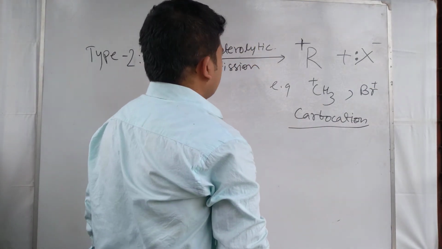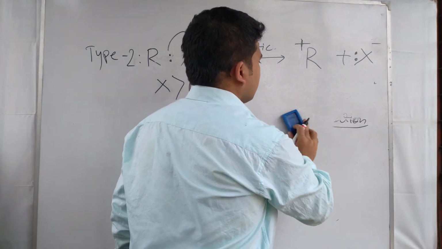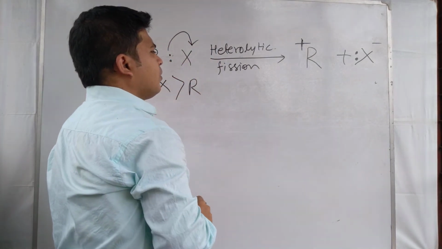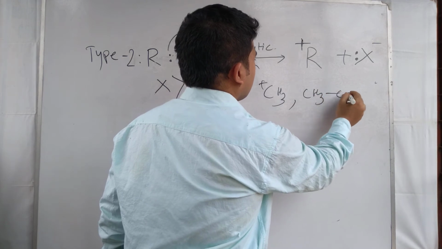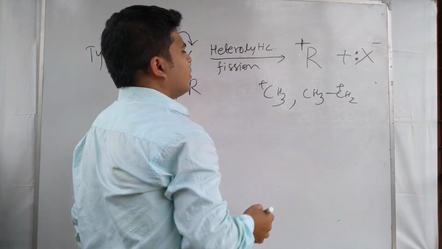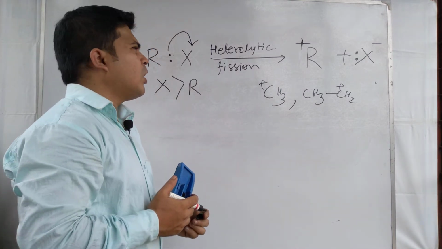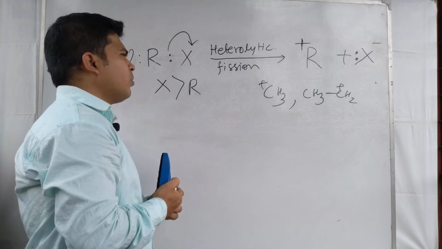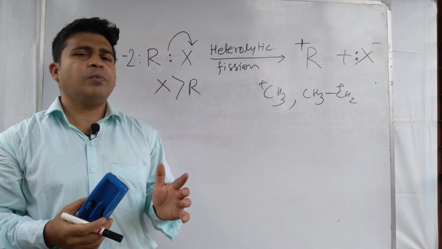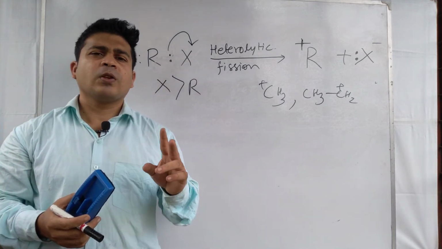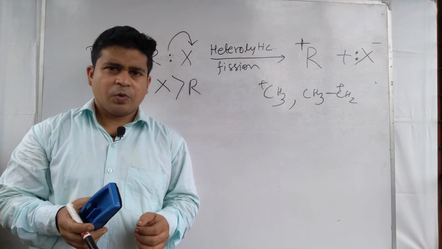Okay, so this is the process of formation of CH3 plus, CH3 CH2 plus, etc. This type of carbocation is formed by this heterolytic fission of covalent bond. So covalent bond fissions generally take place by two processes. One is homolytic cleavage, another is heterolytic cleavage of covalent bond.